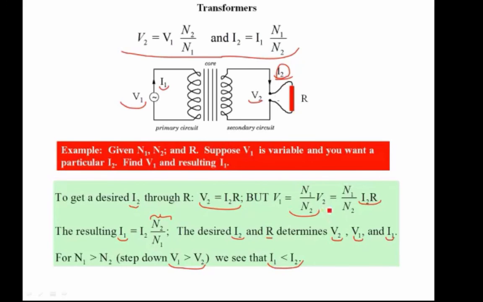Let me say it more correctly. Once we have the current that we want and the resistor is fixed, that determines the voltage V1 that will supply that current. And of course that depends on this turns ratio. I1 is simply the I2 that we desire times this turns ratio. Repeating then, the desired I2 and R determine V2, V1, and I1.